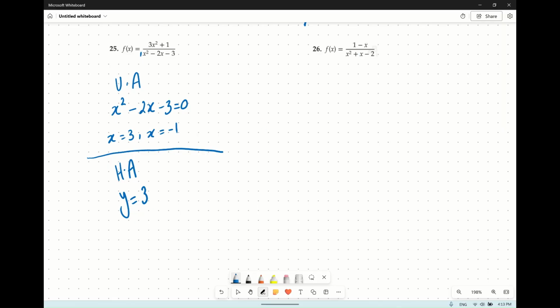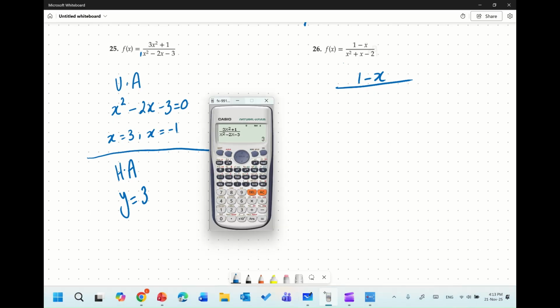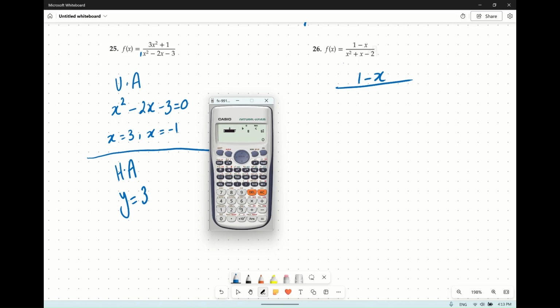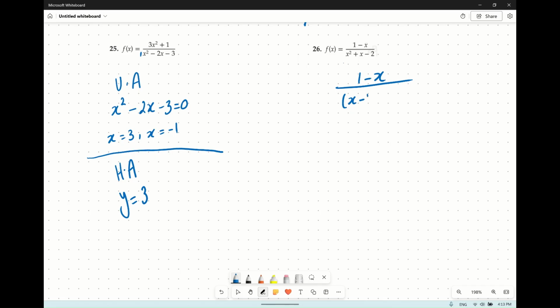Again, I check. Can anything cancel up and down? Well, look here. 1 minus x cannot be factored more. X squared plus x minus 2, let's factor this one. Mode 5, 3. A is 1, B is 1, C is negative 2. So we got 1 and minus 2. So I say x minus 1, x plus 2. Whenever we factor, we flip the sign from the calculator.